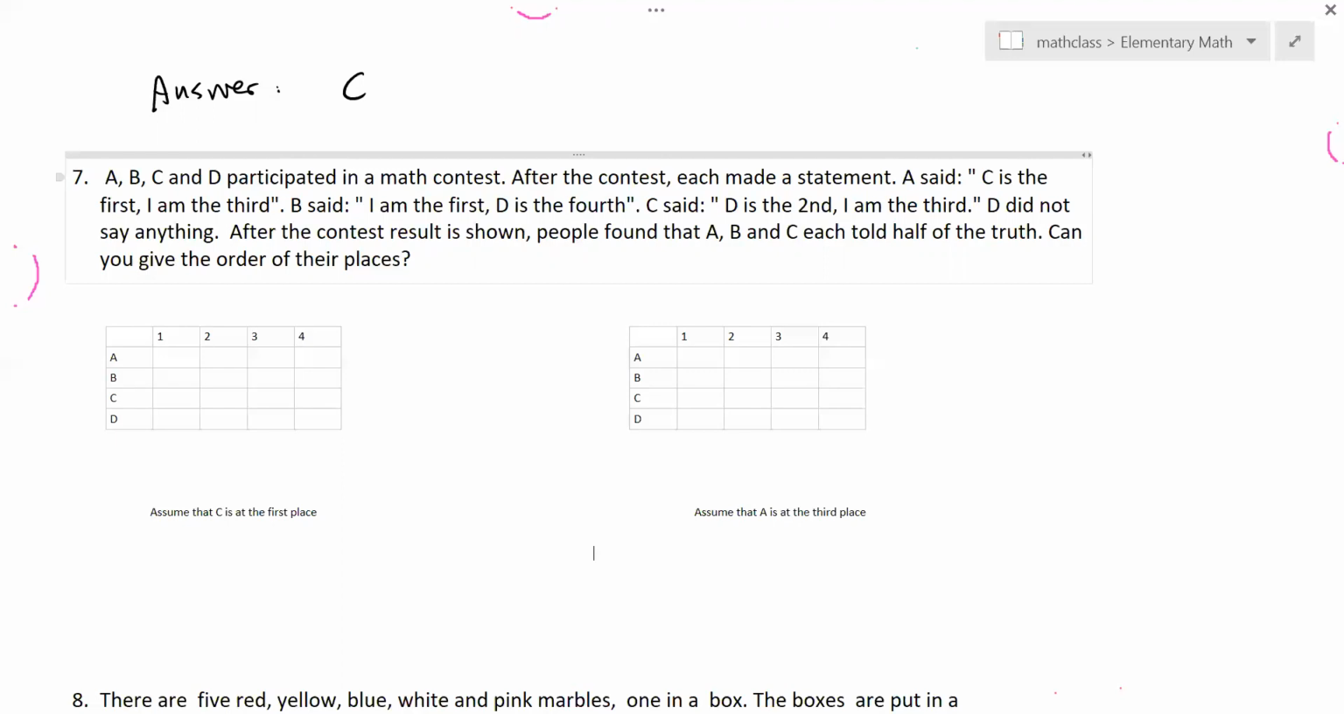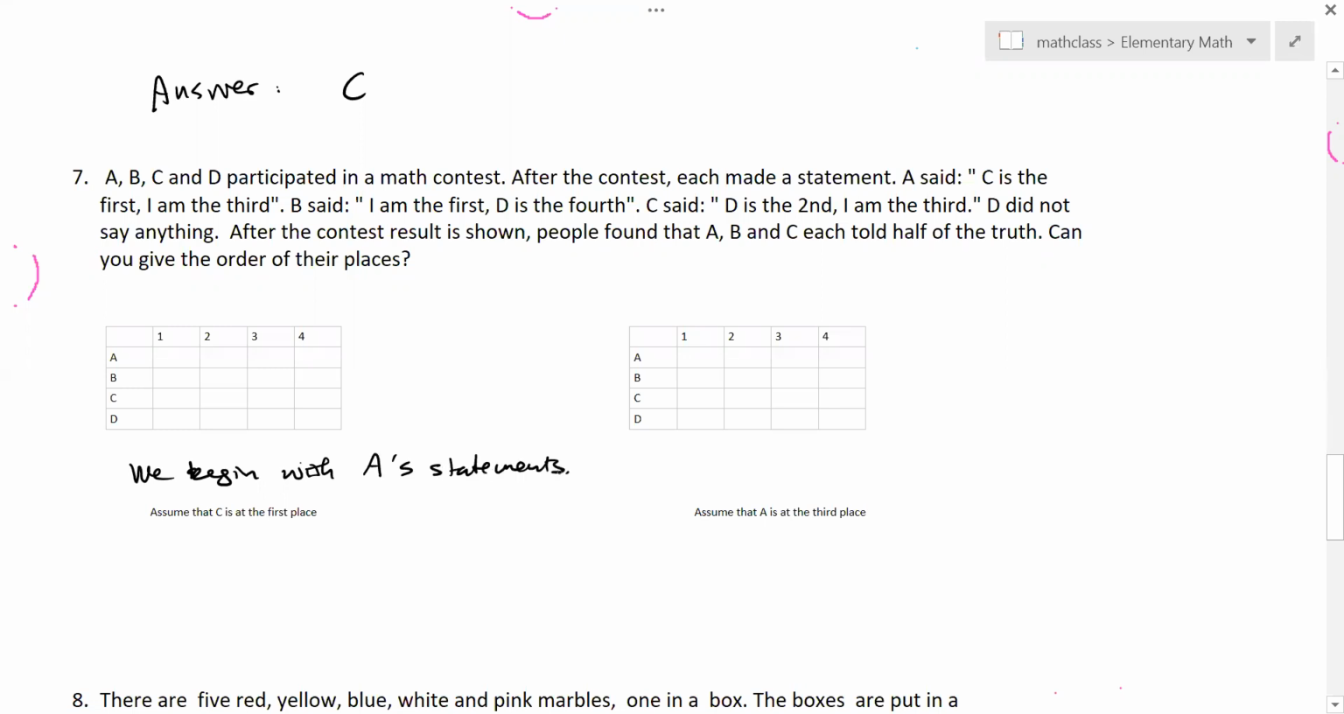So we can assume C is the first, or A is the third place. Only one of the statements is correct. So we begin with A. Then we divide into two cases. We assume that the first statement by A is correct. C is at the first place. Then you're trying to figure out the details, okay?